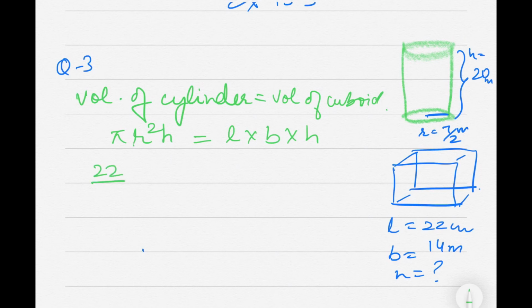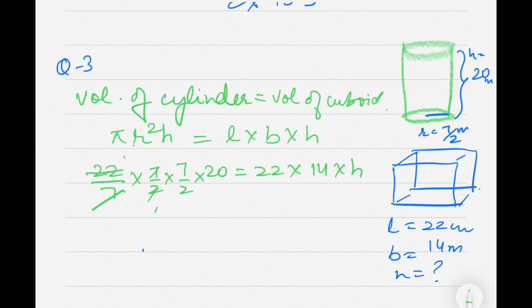So pi is 22 by 7. Unless it is stated otherwise, you have to take 22 by 7. That's better if they don't say anything in the question. Radius is 7 by 2 into 7 by 2. Height is 20. This is equal to 22 into 14 into H. So this and this get cancelled. This and this is 11, 2.